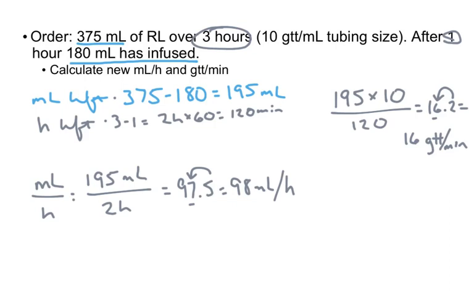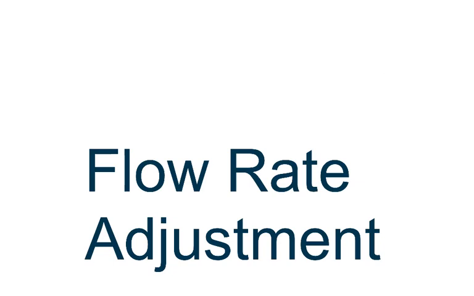So this is flow rate adjustment, again where the infusion is off, and it's either going too fast or too slow, and you need to recalculate either the new GTT per minute or milliliters per hour based on how much time is left in the order and how much liquid is left in the IV bag. So thank you.